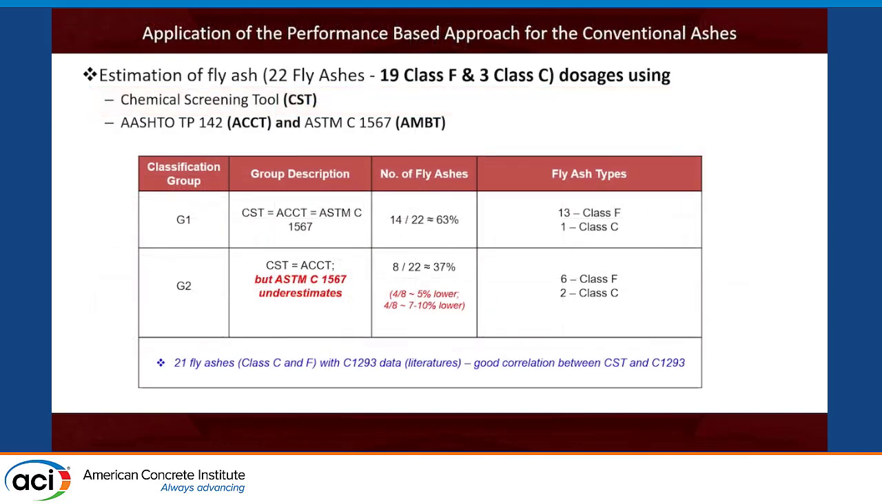Here is the success story for the conventional system, Class C and Class F. We did 22 fly ashes. 63% is actually whatever we predicted based on the screening tool within 1 or 2 days, supported by the ACCT at 75 to 90 days, versus C1567 at 14 days. But we're talking about the remaining G2 category where C1567 is underestimating, and we know that, right? C1567 for high alkali situations, maybe for Class C, doesn't detect the effect of it. So for us, the difference is around 7 to 10%, underestimated by C1567.